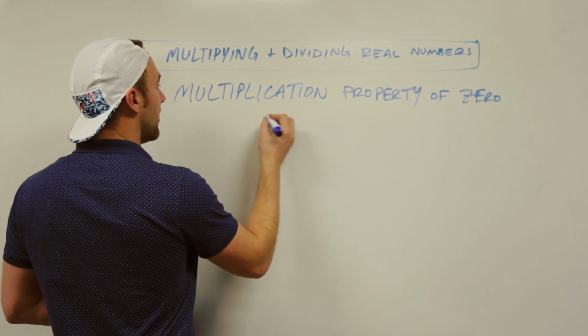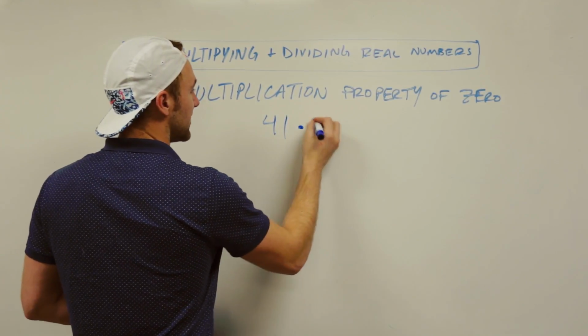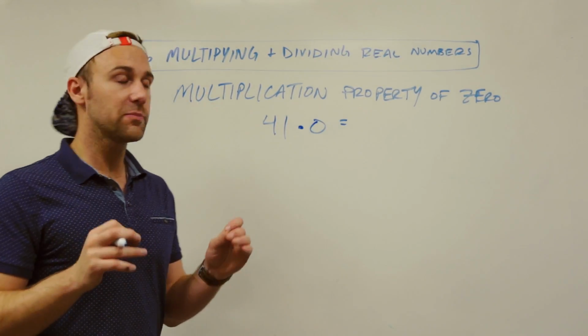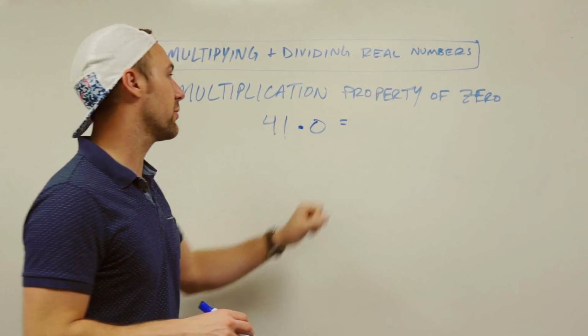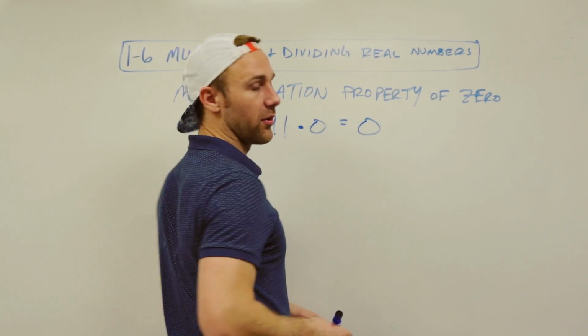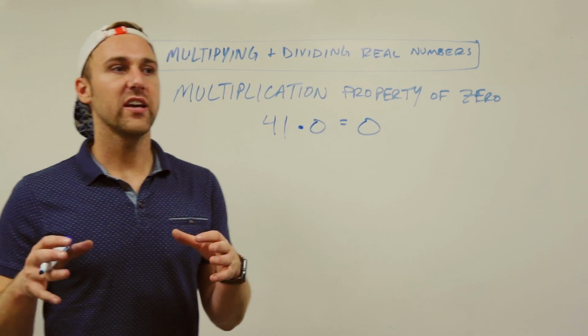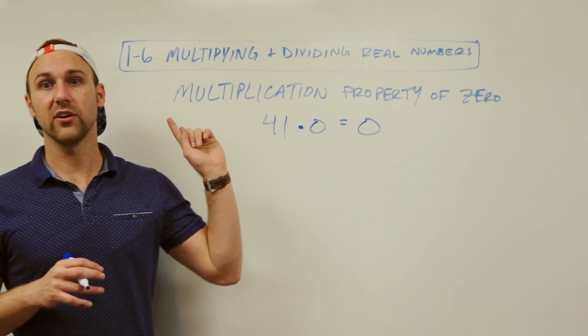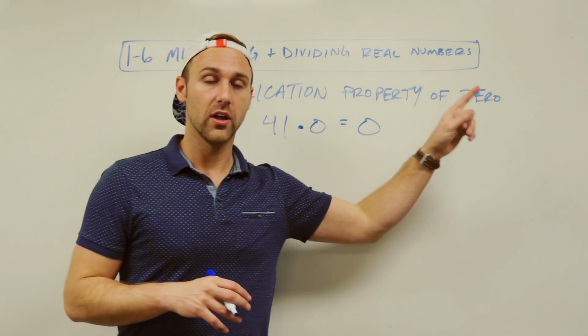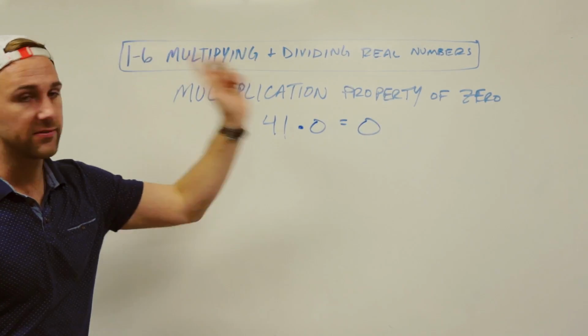So say you got 41 times 0. The multiplication property of 0 means that anytime you multiply times 0, that number is going to be 0. You're thinking that's easy, I don't need to learn that, I know that. You do. But what you now have learned is what it is actually called. The multiplication property of 0.